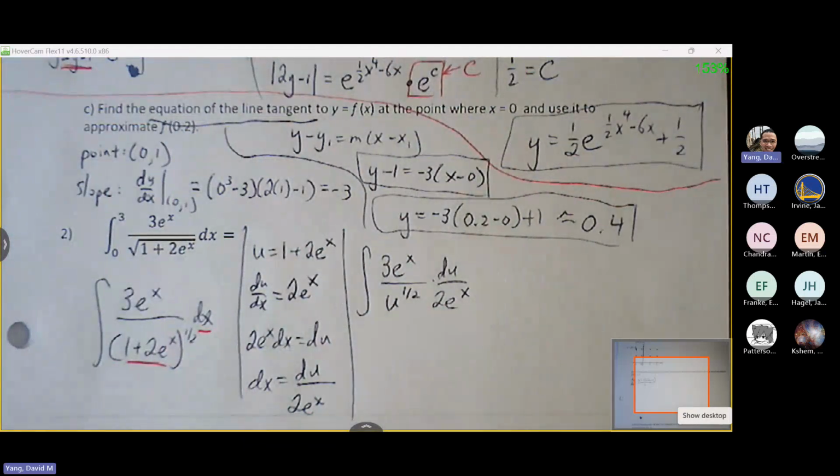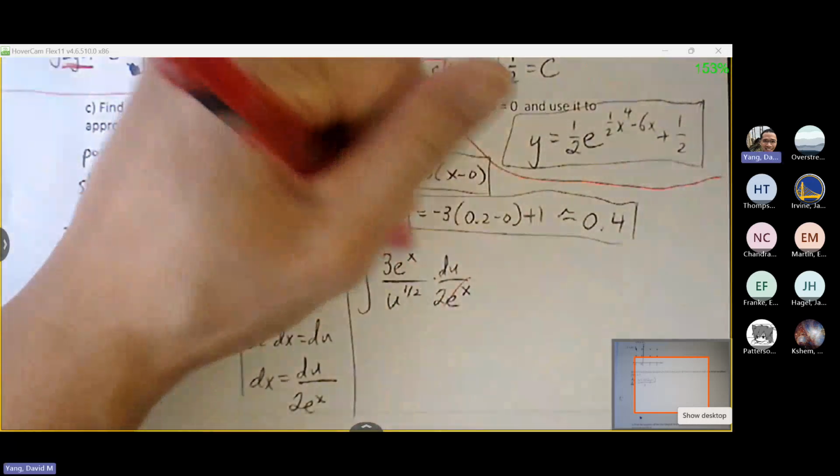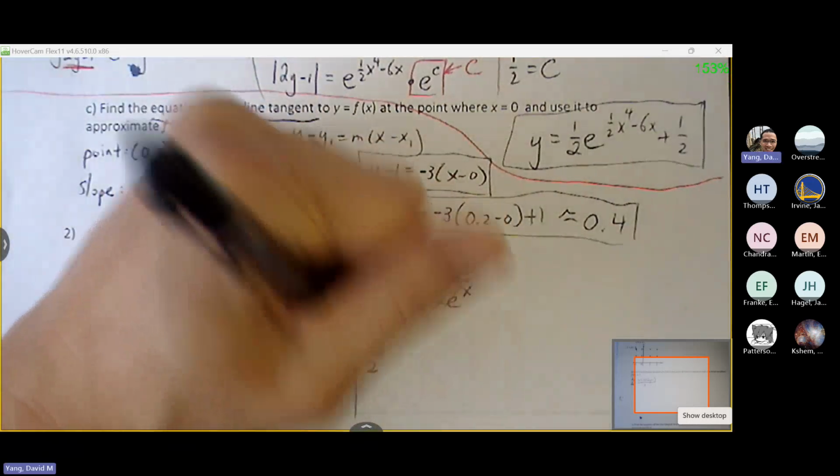I have a question for the du over dx. If it was like 2e to the 2x, would you multiply the equation by 2? Yeah, it'll be 2e to the 2x times 2, because e to the u's derivative will be e to the u times u prime. All right, e to the x cancels out. I can pull a 3/2 out in front.